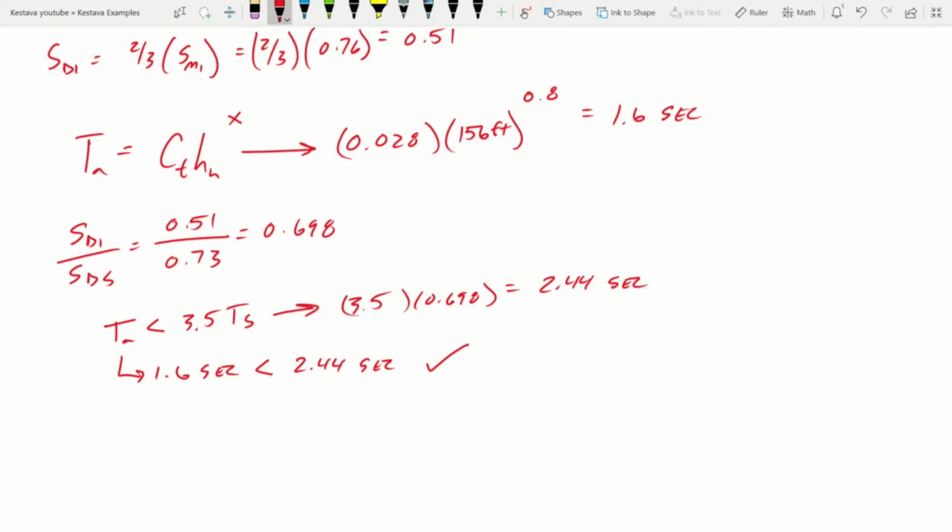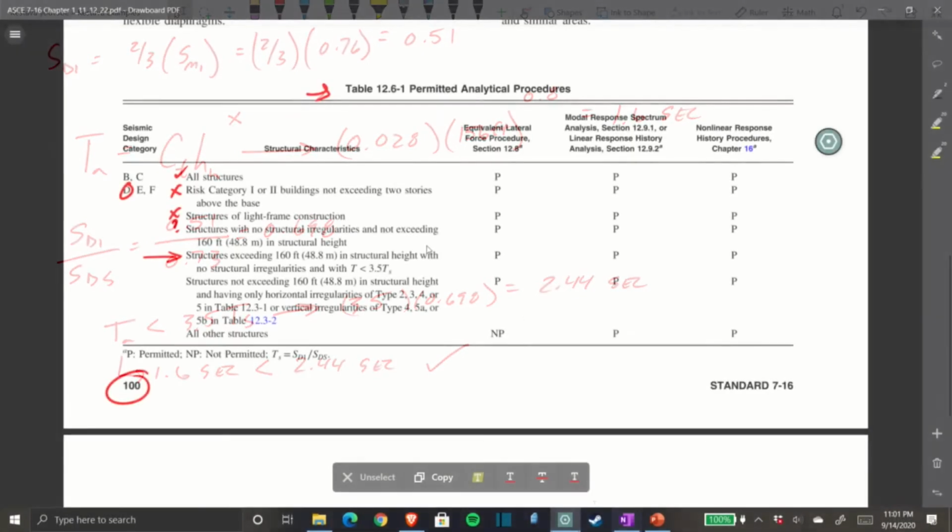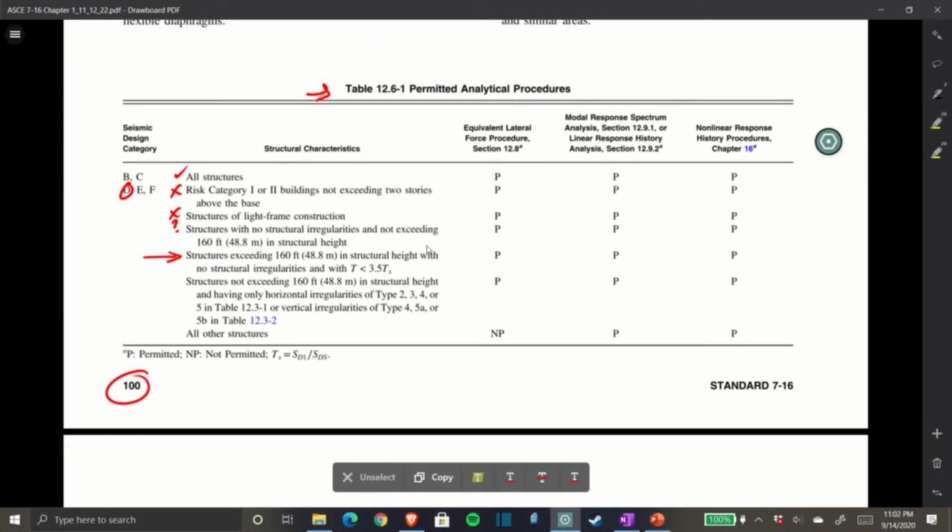So if we head back to our table to show permittance of what procedure we use, let's see if we're okay. Here we are back here, page 100. So we know that this criteria works. And if we look up equivalent lateral force, ELF, we see we get a P, which means permitted. So we are good to go.